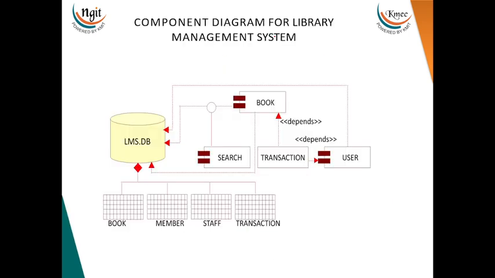And the component diagram of a library. And this is a new one, showing how it interacts: book, member, staff, transaction. This is one. And this is a search for a book, transaction, with a dependency on all those things.